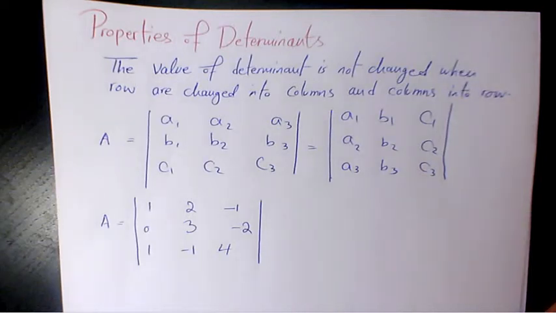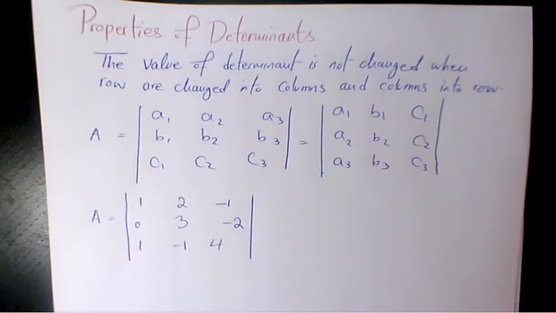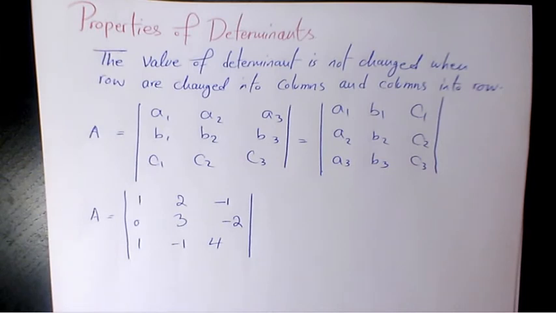Welcome to another video. In this video I want to talk about properties of determinants, and the first property I want to talk about is saying that when we change the rows to columns or columns to rows, the determinant of the matrix is not changing. So the value of the determinant is not changed when rows are changed into columns and columns into rows.